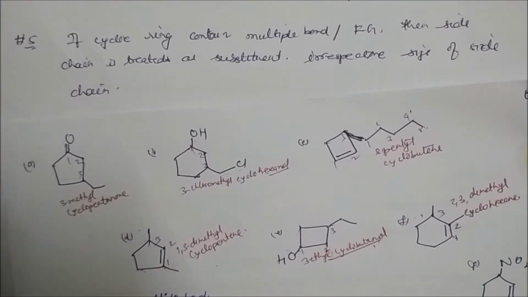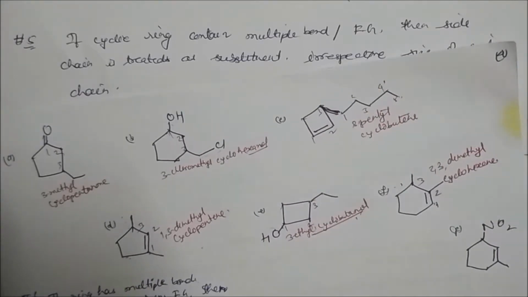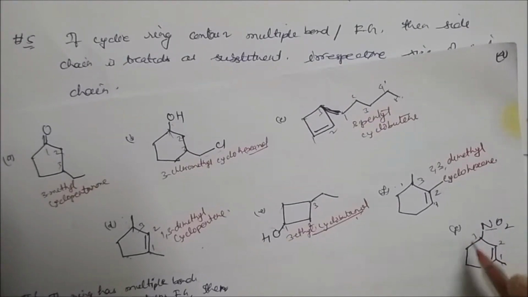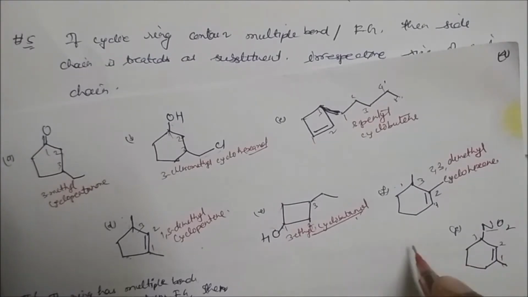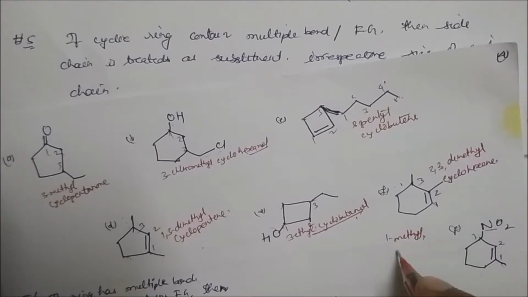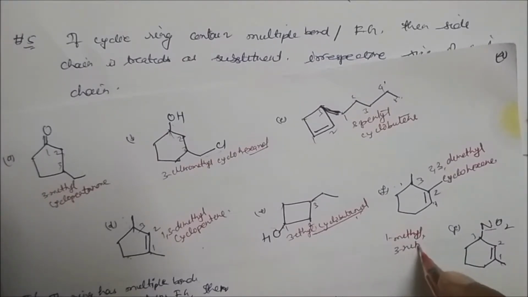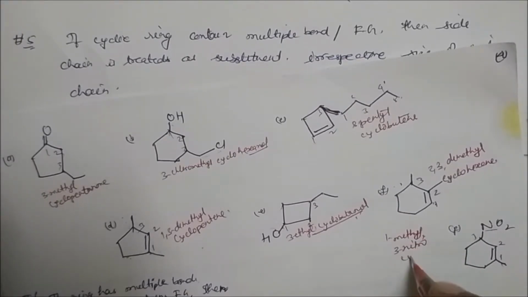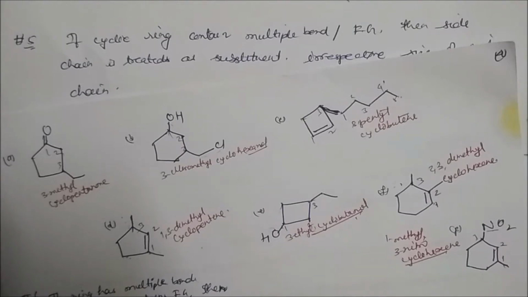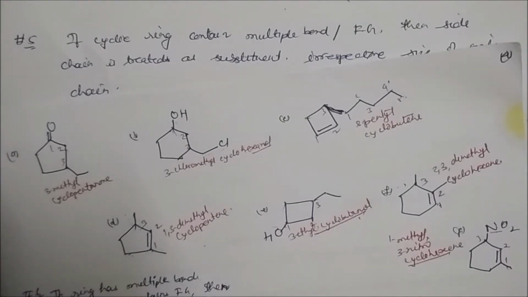Next is one more example I have given here on this side. We can start with nitro, and this is methyl. So we'll take methyl first. So 1, 2, and 3. So 1 is methyl, so we can say 1-methyl, then comma 3-nitro, and this is cyclohexene. So these are the nomenclature examples for rule number 5.